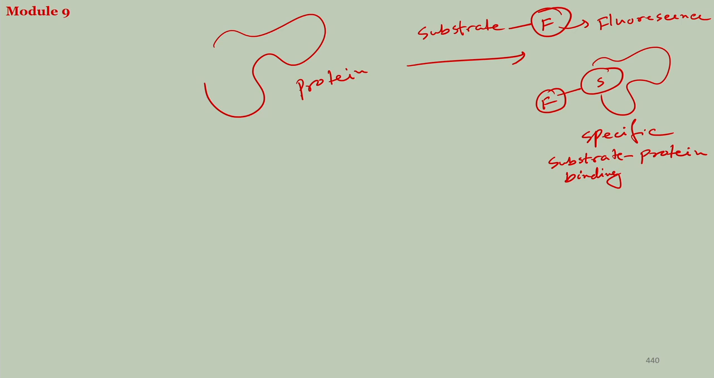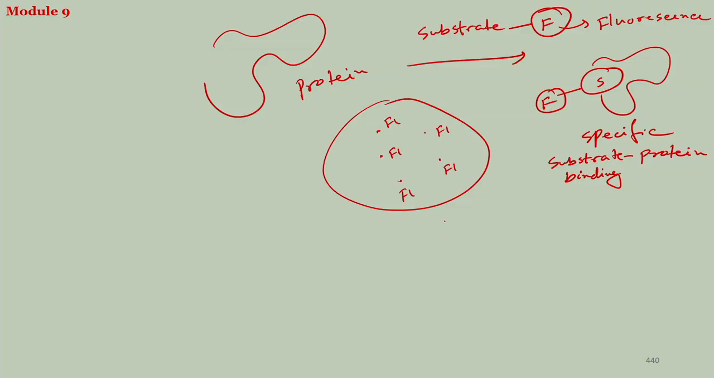Now if you do the image, it will tell you where. So if this is your cell, you can see the fluorescence dots basically. These are all fluorescence, FL I am writing, FL, FL, FL, FL. If you see fluorescence markers inside the cell under a fluorescence microscope, then you can actually tell that my protein is more likely to be in these positions.